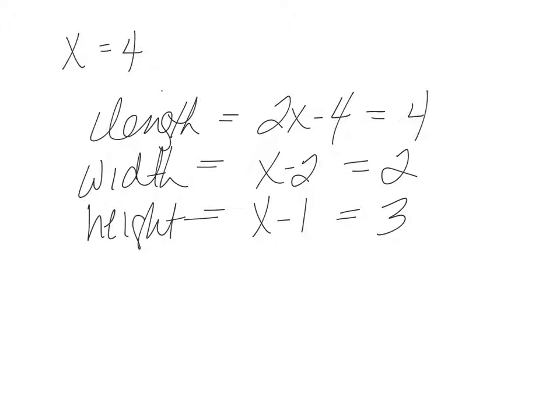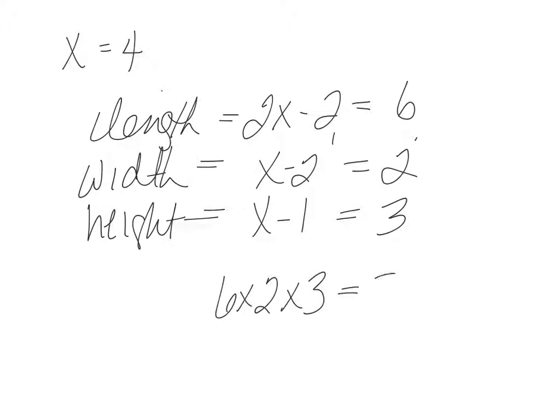4 times 2 is 8 times 3 is 24, not 36. Oh, hold on. Ha! It's 2x minus 2. So 2 times 4 is 8. Minus 2 is 6. 8 minus 2 is 6. So 6 times 2 is 12 times 3. Ha! 6 times 2 times 3 is, in fact, 36. Whew. I'm not sure why that was so difficult.